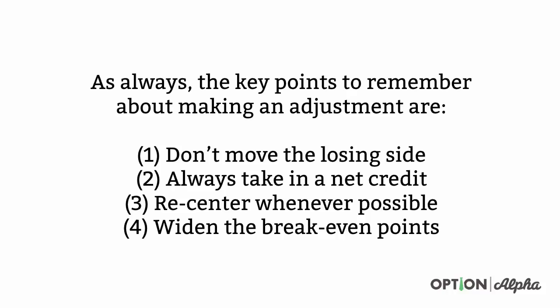And number 4 is we want to widen the break-even points. This goes along with number 2: when you take in a net credit, you start banking this huge credit as you're making adjustments, and that credit helps widen the break-even points on the losing side. That's where we get a lot of the strategy and technique from, widening those break-even points and giving ourselves more time to be right.